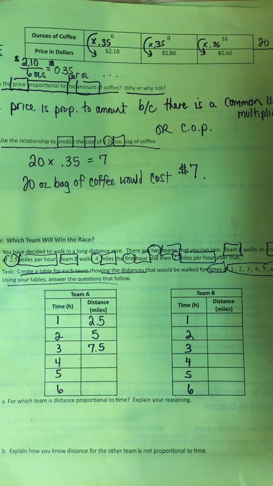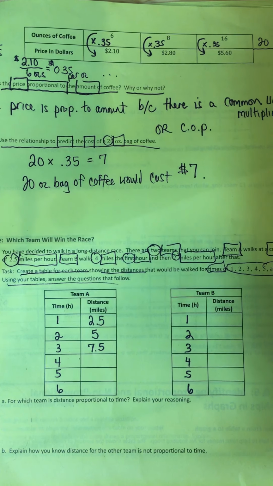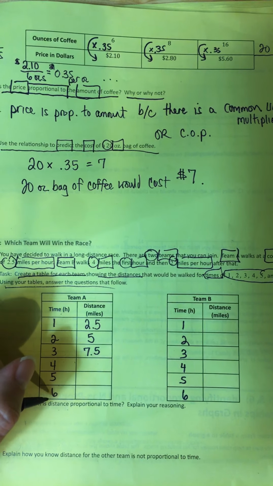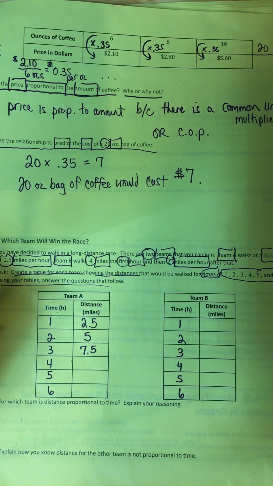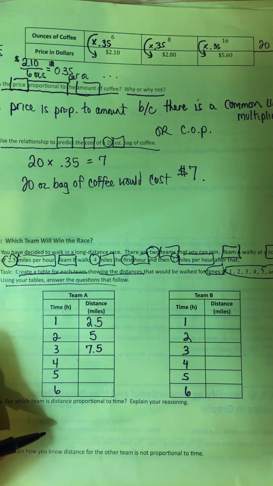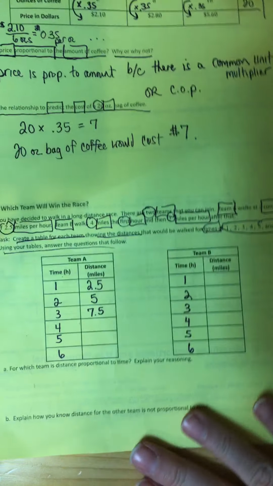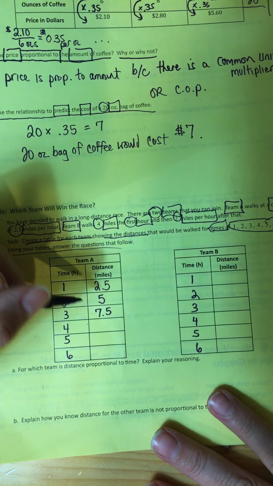2.5. And I said that's absolutely right, but that's only because the time is increasing by an hour each time that you can add on the 2.5. If this table were to skip all of a sudden to 10, that's not going to work. So you have to be careful and watch that.